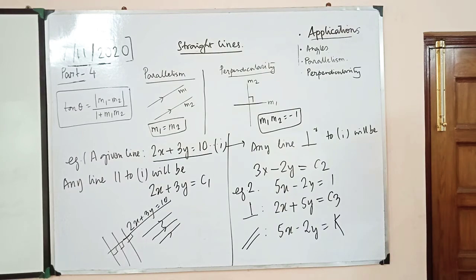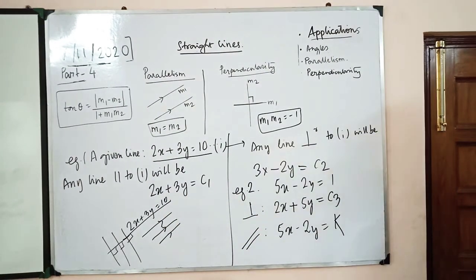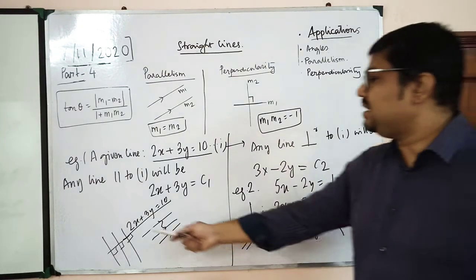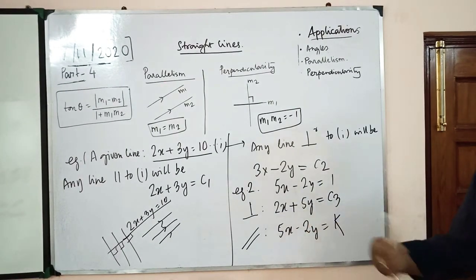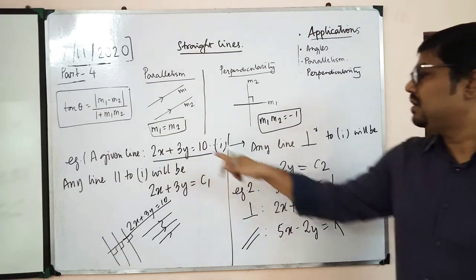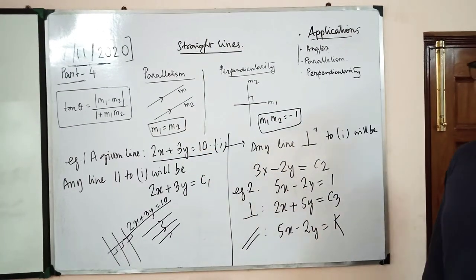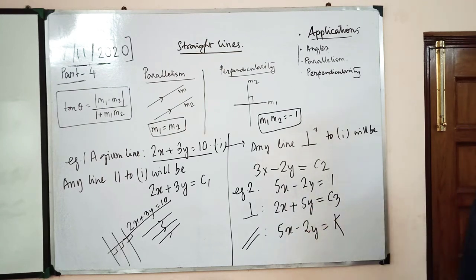So remember this: if we need to write a parallel line equation of a given line, we retain the same coefficients. But for a perpendicular line, first we swap the coefficients, and if there are the same signs, we write different signs for x and y. And if there are different signs, we write the same sign. So this is perpendicularity and parallelism, and how to write parallel equations and perpendicular equations.